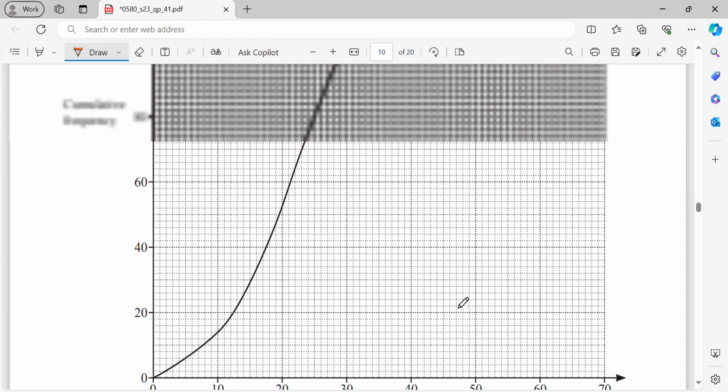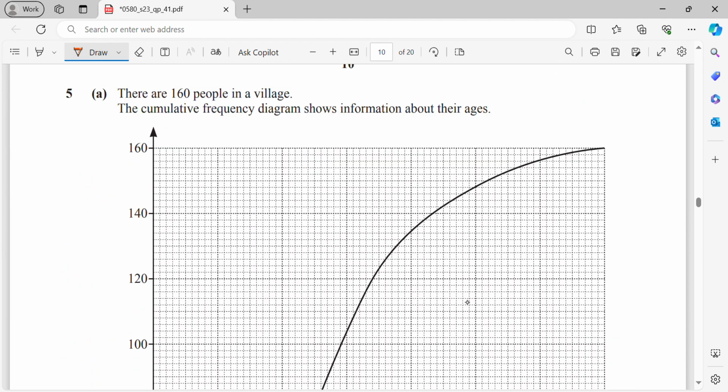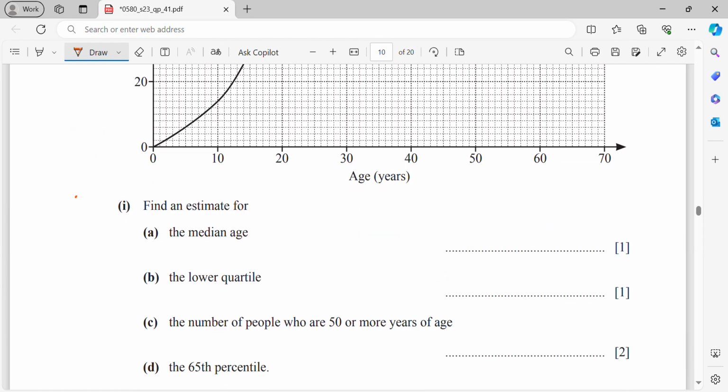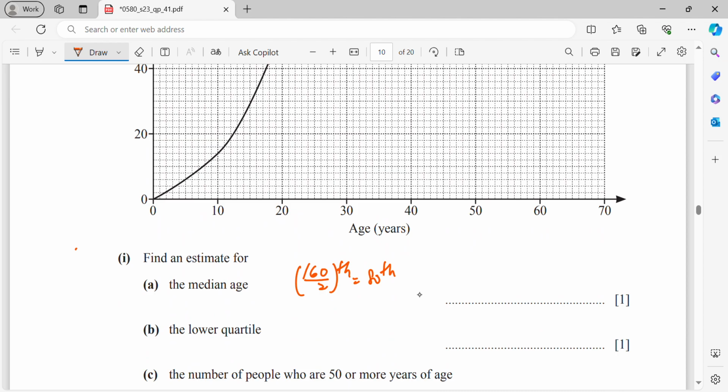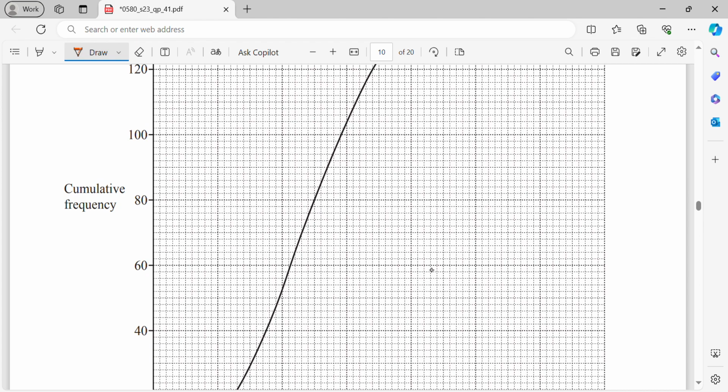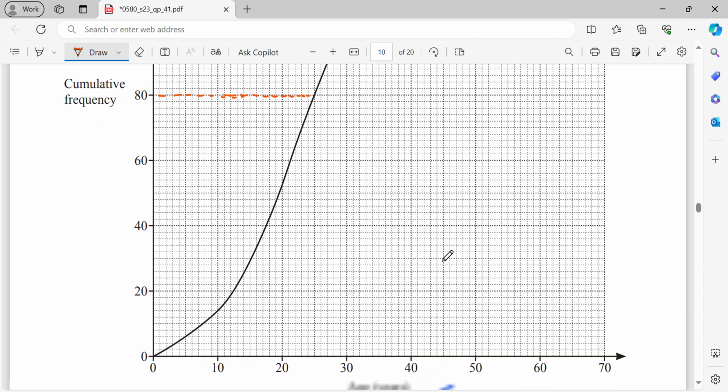So now for the median age, look at the diagram. There are 160 people. Alright, so 160 divided by 2, which is 80th. So the median is when it is 80 for the cumulative frequency. So therefore, you draw the dotted line down to the horizontal axis. You can just use a ruler.